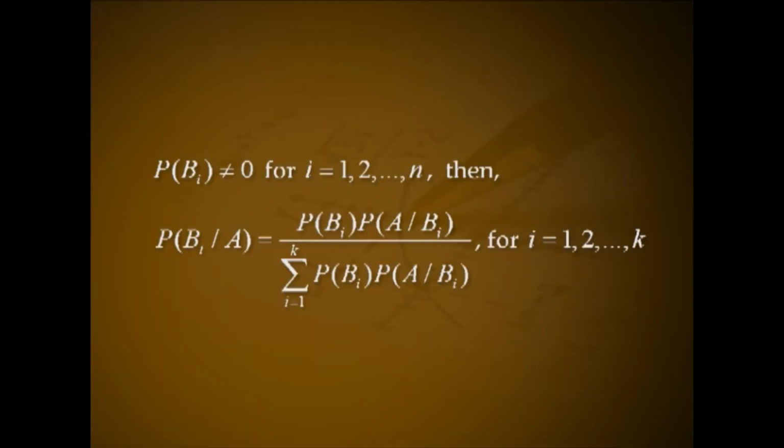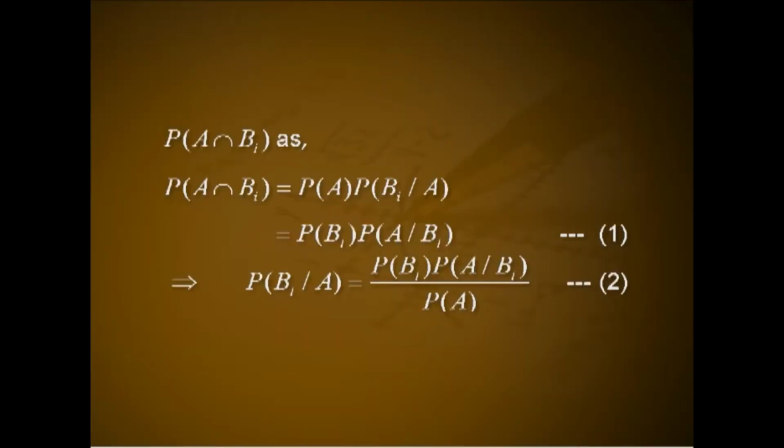Bayes' theorem. If an event A can happen if and only if one or the other of a set of mutually exclusive events B1, B2, etc., Bk happens, where P of Bi is not equal to 0 for i equal to 1, 2, etc., n, then P of Bi given A equals P of Bi into P of A given Bi, divided by sigma i from 1 to k P of Bi into P of A given Bi, for i equal to 1, 2, etc., k.